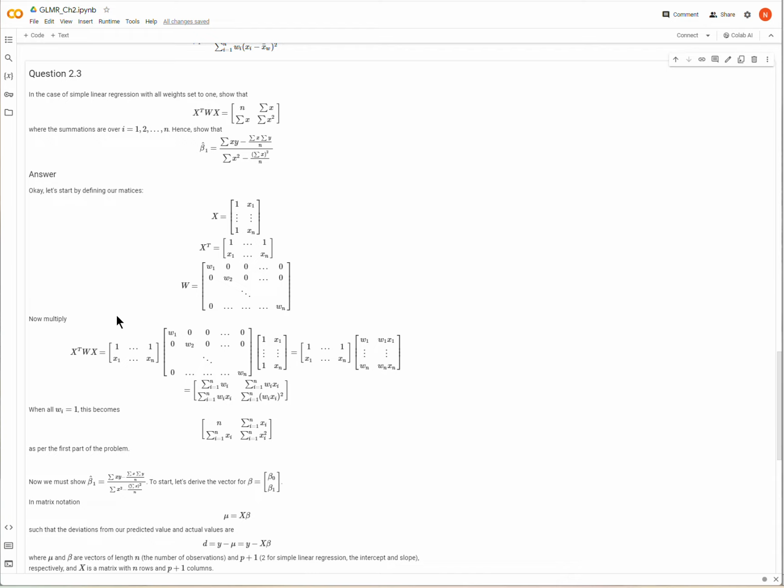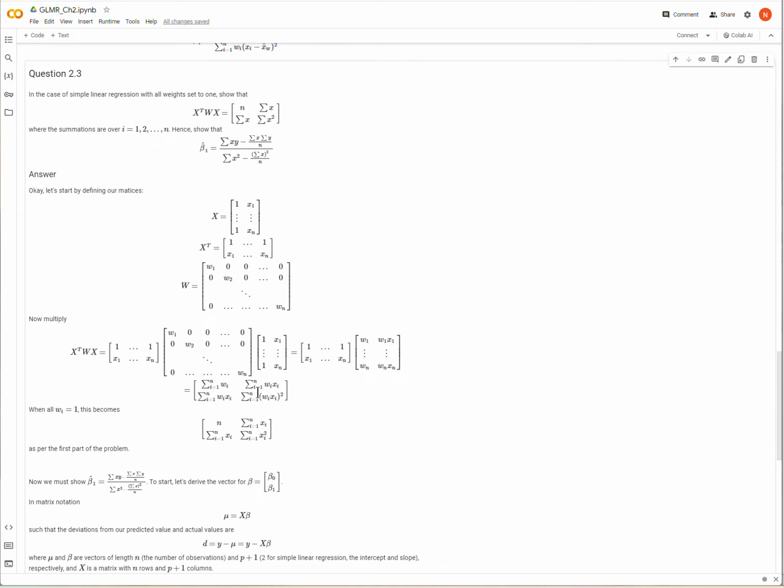With just basic matrix multiplication, here's my X transpose, my W, and my X. The first thing I'll do is multiply my X and W, and now I have X transpose and then the matrix that I just formed. When I multiply all that together, I come out with this matrix right here.